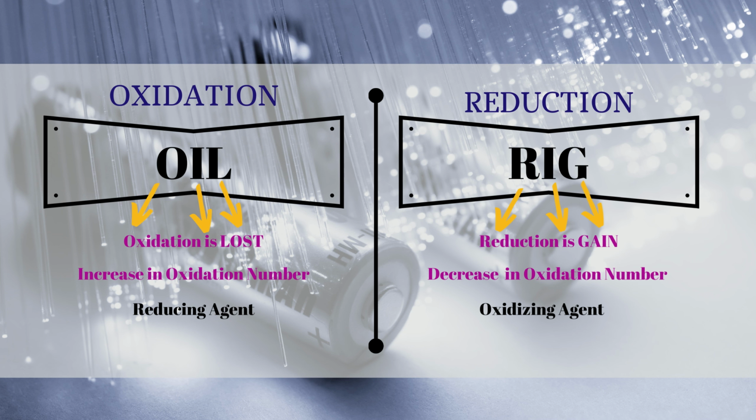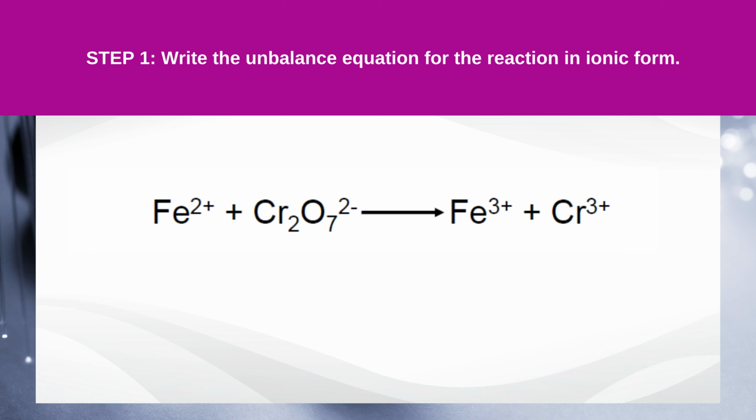So the second tip: for oxidation process, the oxidation number increases from reactant to product. And for reduction process, the oxidation number decreases from reactant to product. So please recap what is the oxidation number from the previous video. Okay, let's move to how to balance the unbalanced redox equation in acidic condition.